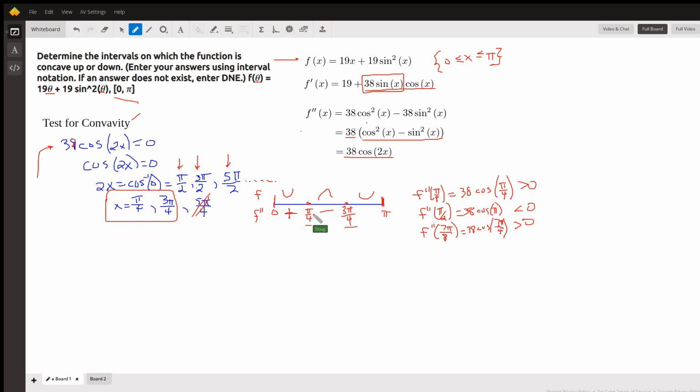The average of these two endpoints is pi over 2. Plug that into the second derivative. The cosine of pi is negative 1, so less than 0, concave downward. And similarly for this one, we get concave upward. So there are your intervals of concave upward, and there's your interval of concave downward from pi over 4 to 3 pi over 4. And that means that pi over 4, f of pi over 4, and 3 pi over 4, f of 3 pi over 4 are points of inflection.